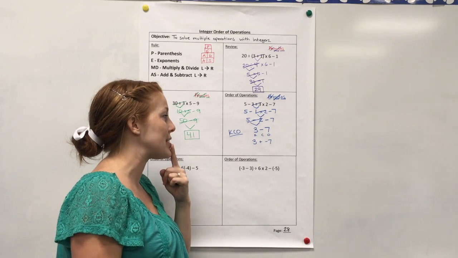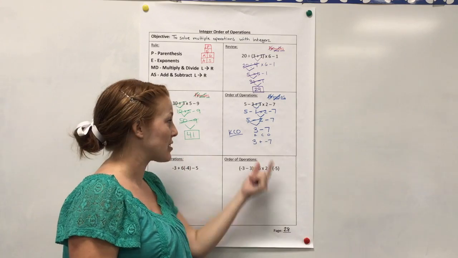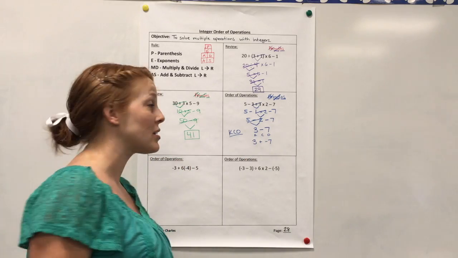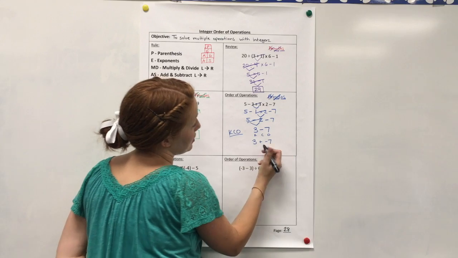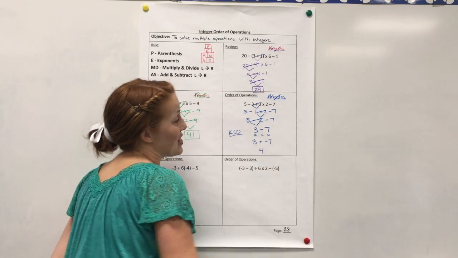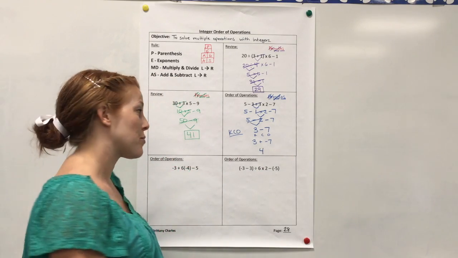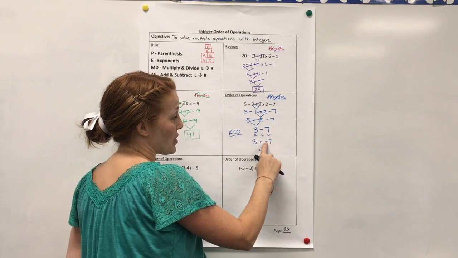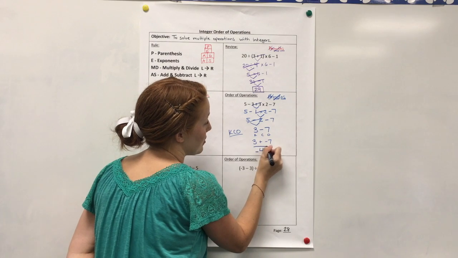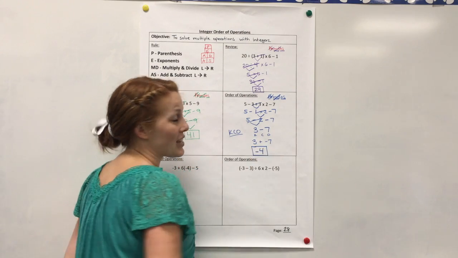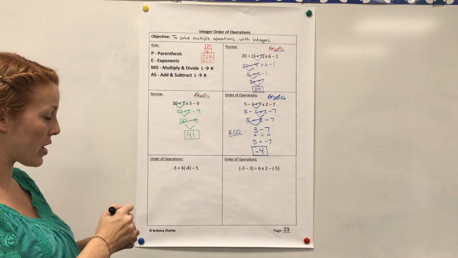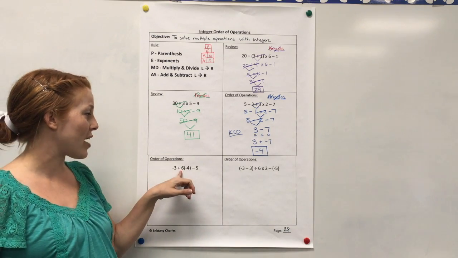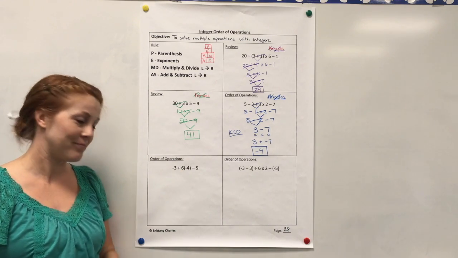It's same signs add, different signs, subtract. These are different signs, so I'm going to subtract. 7 minus 3 is 4. And then it says to keep the sign of the larger. Remember the larger absolute value. 7 has a larger absolute value, so I'm going to keep the negative sign. And my answer would be -4. Okay, go ahead and try this one and see if you can get it.